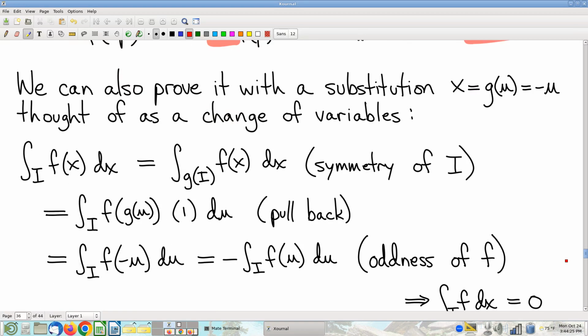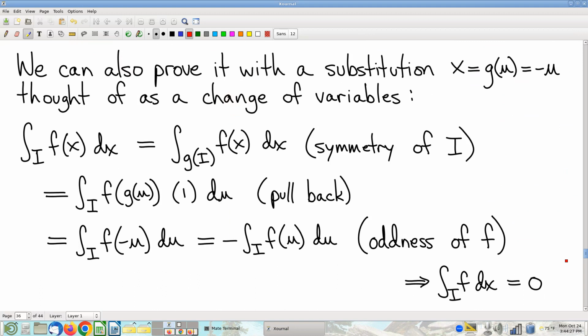Let me show you arguably a slicker way to prove it, though, and that's using a substitution. This substitution right here, x equals negative u. And a quick reminder, substitutions are change of variables. That's kind of what we were modeling when we came up with change of variables in the first place. So here we go. Because of the symmetry, an interval is its own reflection. So nothing happens if you replace I with g of I. Not a thing.